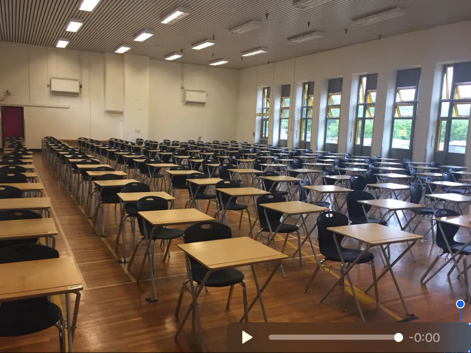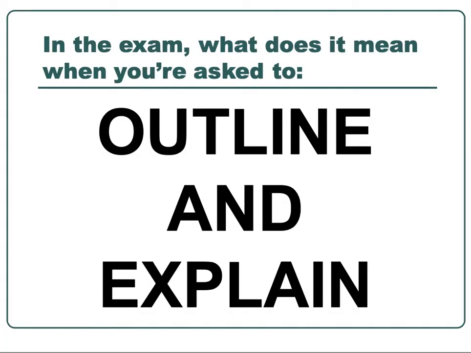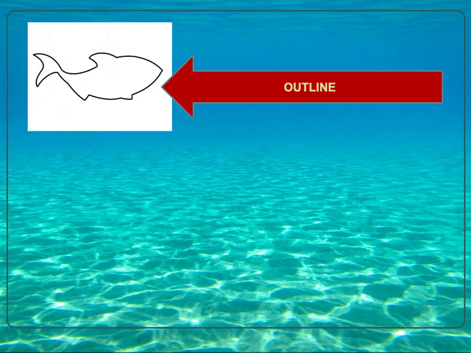This video takes a look at the skills and requirements of a 10-mark question that will appear across all three of your A-Level Sociology papers. Think about what it means to be asked to outline and explain anything. So for example, in general terms, if you're asked to outline what a fish looks like, this is the outline of a fish.